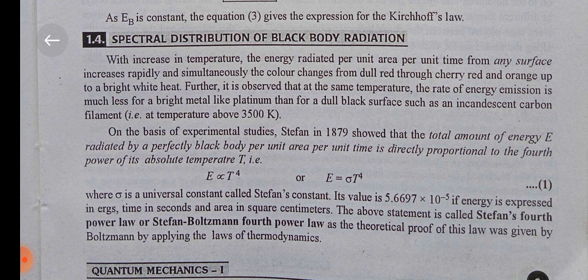With increase in temperature, the energy radiated per unit area per unit time from any surface increases rapidly, and simultaneously the color changes from dull red through cherry red and orange up to a bright white heat. Further, it is observed that at the same temperature, the rate of energy emission is much less for a bright metal like platinum than for a dull black surface such as an incandescent carbon filament at temperature above 3500 Kelvin.